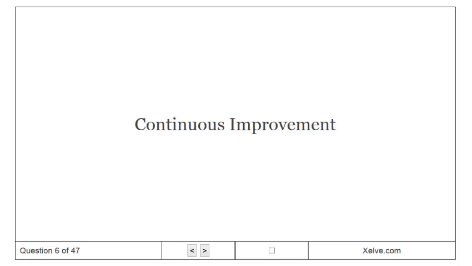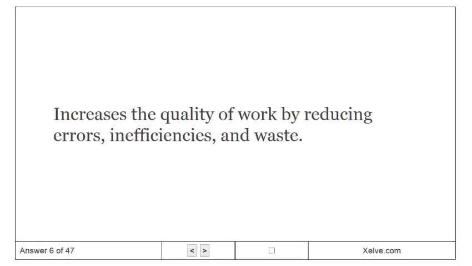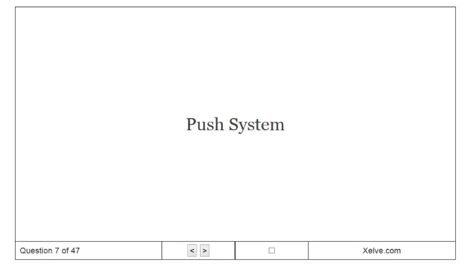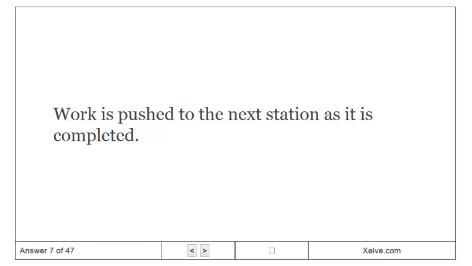Continuous improvement. Increases the quality of work by reducing errors, inefficiencies, and waste. Push system. Work is pushed to the next station as it is completed.